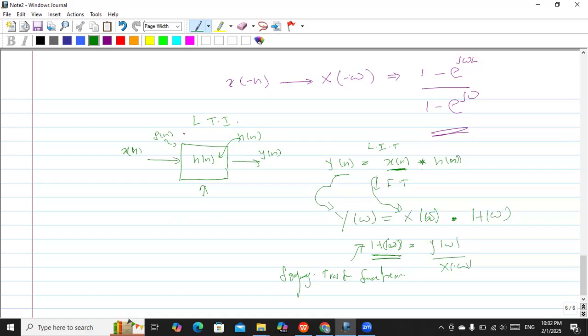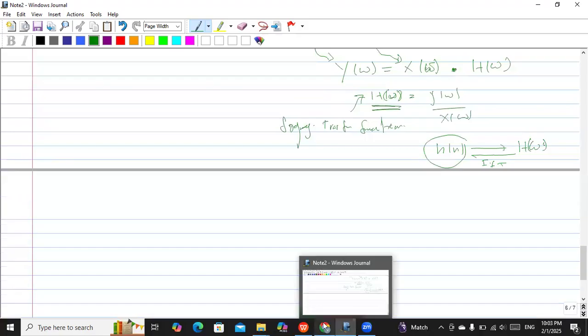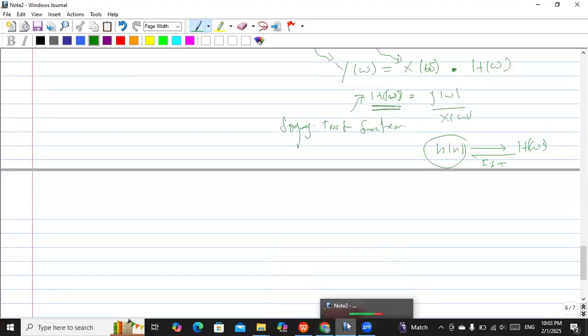And if you want the time domain transfer function, the time domain transfer function we refer to as hn. If we apply the Fourier transform to hn, it is the frequency transfer function h omega. And if you want to find hn using h omega, what you need to do? You need to apply the inverse Fourier transform to this h omega. Then you can find this hn. So it is very important.